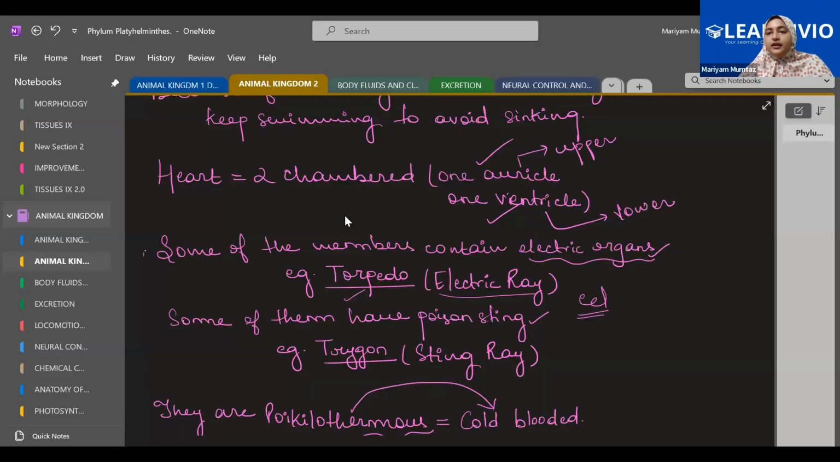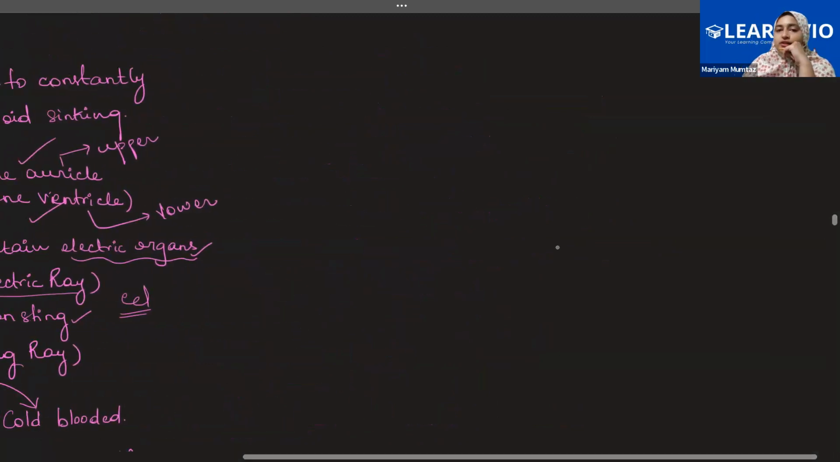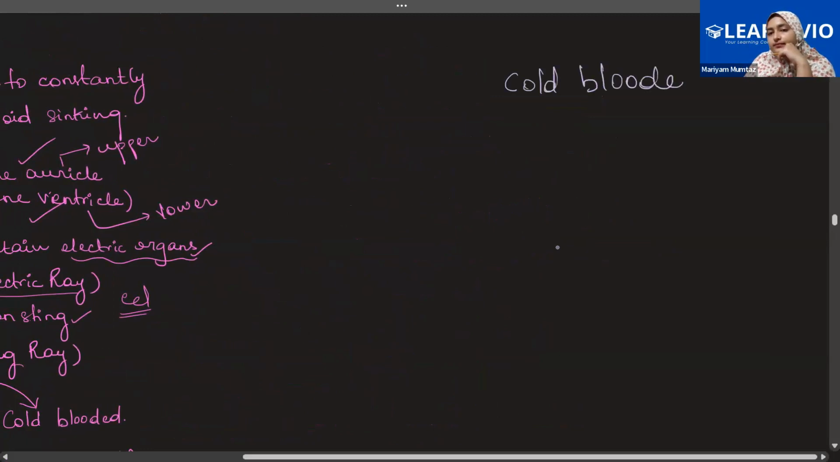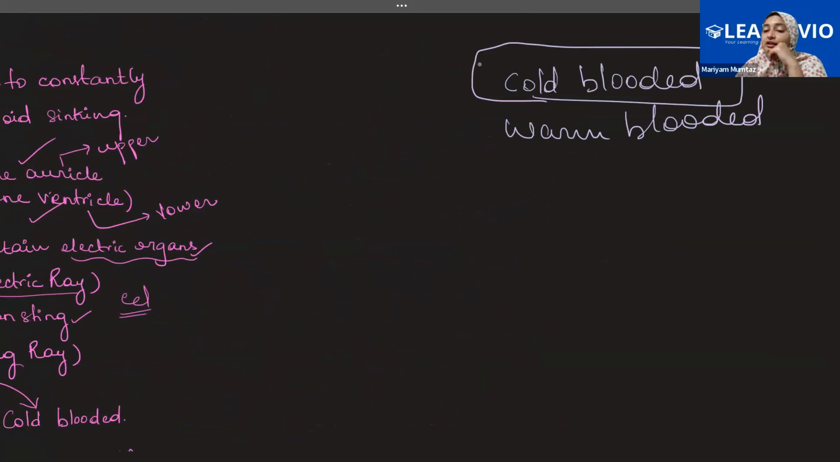Moving forward, there is one very important thing you have to understand. There are two phenomena: one is being cold blooded, one is being warm blooded. Cold blooded organisms are those that cannot regulate their body temperature, whereas warm blooded organisms are those that can regulate the body temperature. For example, us humans.